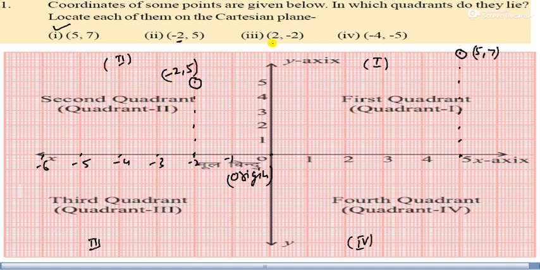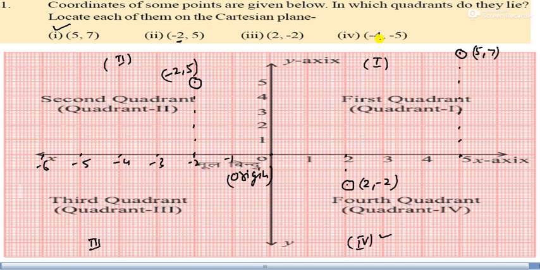And now come to the third point. It is 2, minus 2. So first 1, 2 on the x-axis, so it is 2, and -2 downwards: 1, 2. So you can write here 2, minus 2, and it is your fourth quadrant. You can write fourth quadrant.